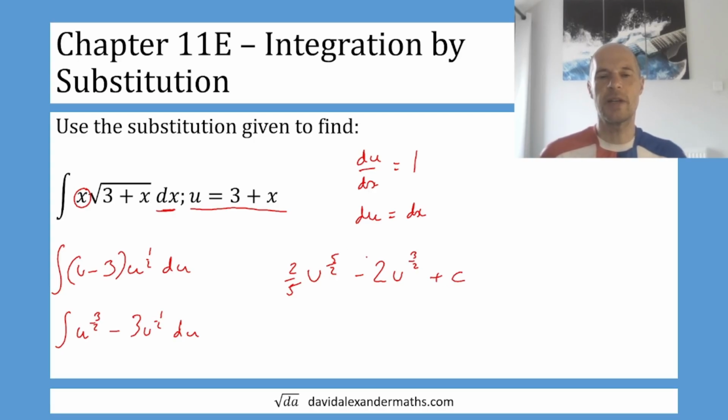Now all we need to do now is just remember that the original integral was x. Well, what we were originally integrating was x root 3 plus x. So we're now just going to turn it back into x's. So u is 3 plus x, so that's going to be 2/5 of 3 plus x to the power of 5 over 2. Take away 2 lots of 3 plus x to the power of 3 over 2 plus the c.